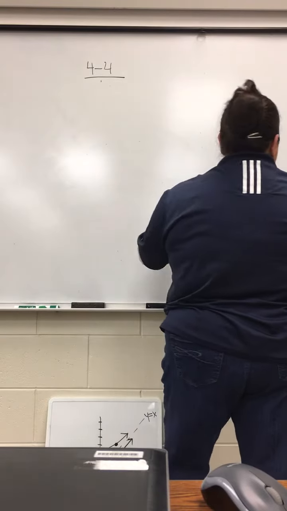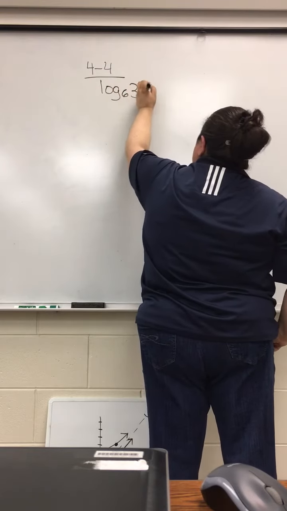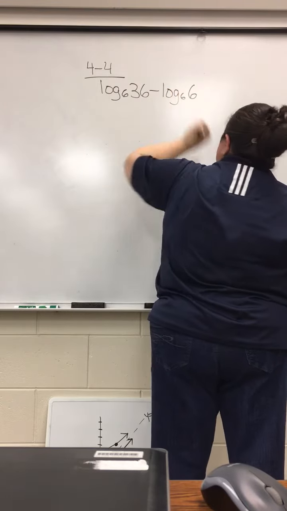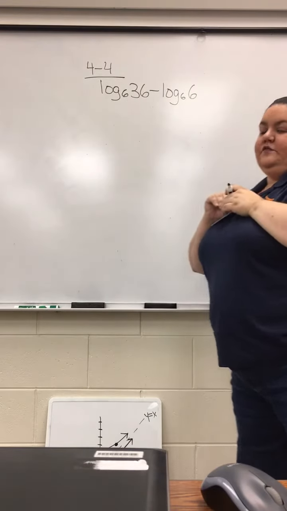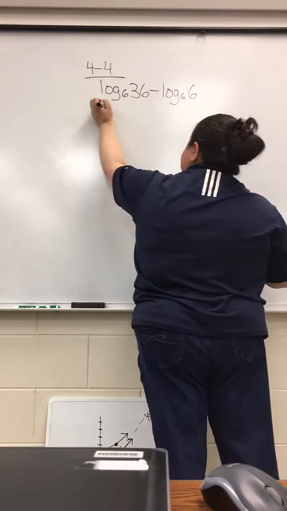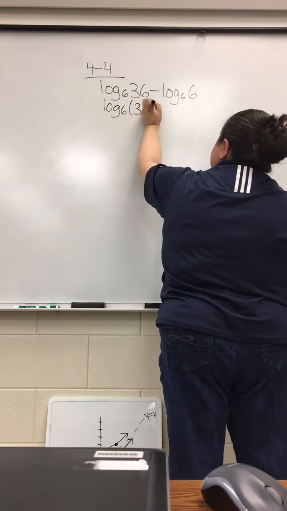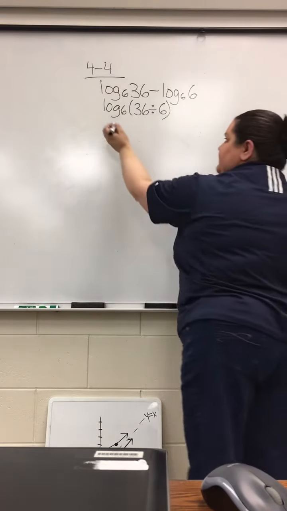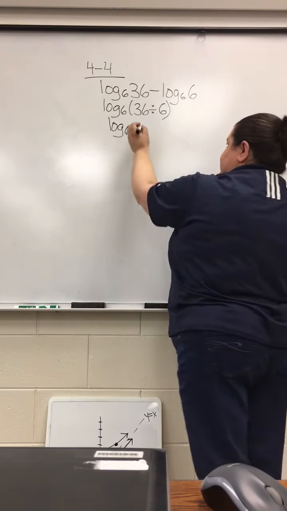Let's see what I came up with. So log base 6 of 36 minus log base 6 of 6. Okay? So remember, we have the same base numbers. So whenever we have a subtraction, the first thing we're going to do is divide. So we want to go log 6 of 36 divided by 6. Okay? Your answer is going to be log 6, and then 36 divided by 6 is 6.